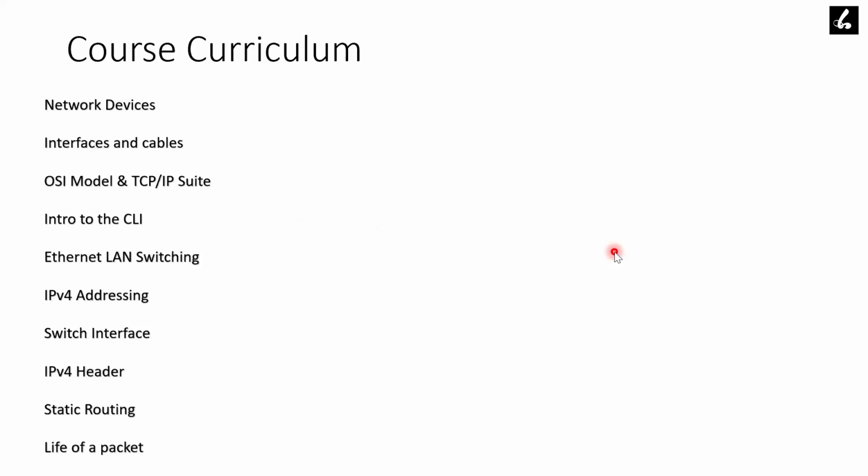The topics or curriculum we cover in this exam: we have network devices, where we discuss different types of devices at a brief, higher level, which devices we have in a network and what their role is. Then we have interfaces and cables, which explains how we connect two devices and what types of cables we have. Then we have the OSI and TCP/IP models, which are the reference models we use for any network design we make.